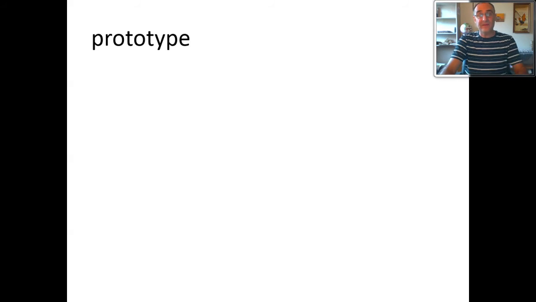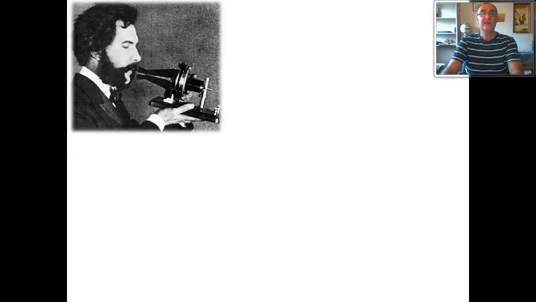So let's talk a little bit about prototypes. Here is a picture of a prototype. That person is Alexander Graham Bell, and that strange device he's holding is a prototype for the first telephone. Of course, it doesn't look like any telephone that we've ever seen before because it's a model.